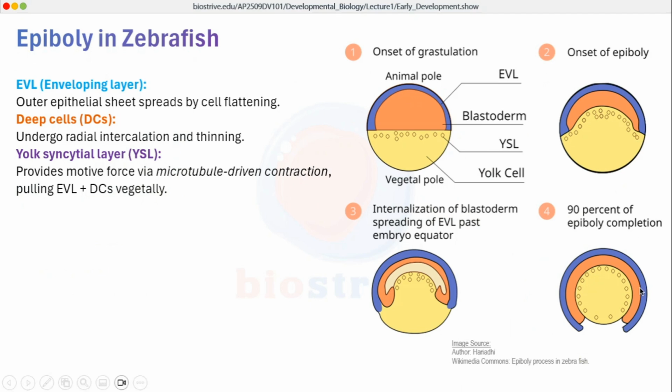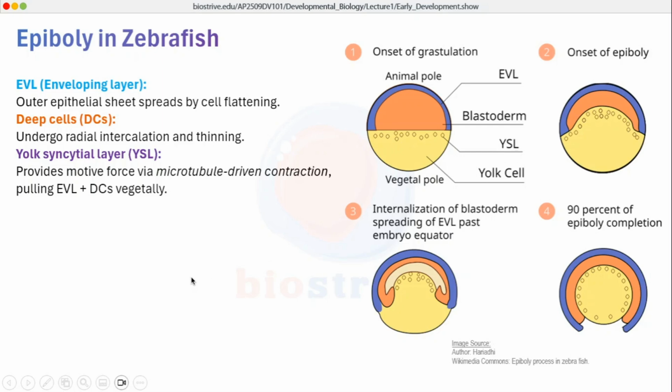Now we will quickly review the process of epiboly in case of zebrafish. In case of zebrafish, the outermost layer, which is the engulfing layer, represented by blue color, will cover the whole embryo externally, as you can see, and the region which is not covered by this layer, we can call it yolk plug. Now there are two more components which are responsible for this movement of the external layer and covering of the whole embryo. The one is deep cells, which is represented by DCs, and another one is yolk syncytial layer, which is present right here, represented by YSL.